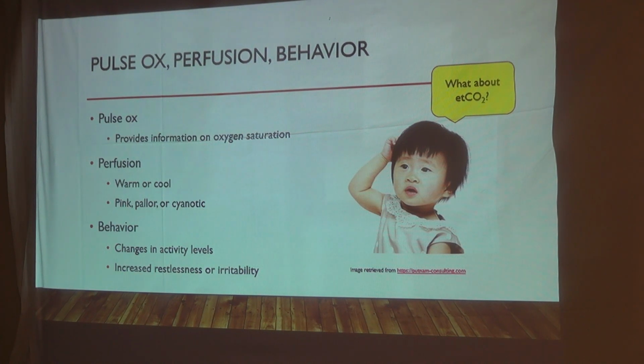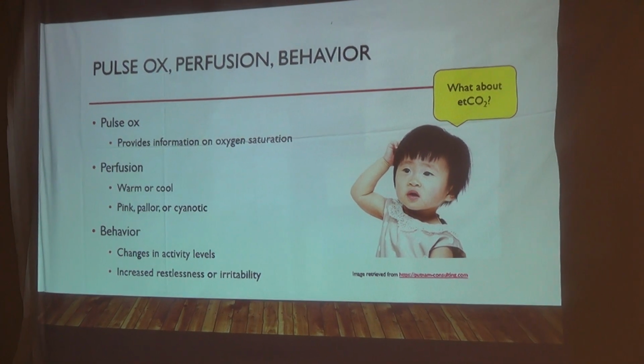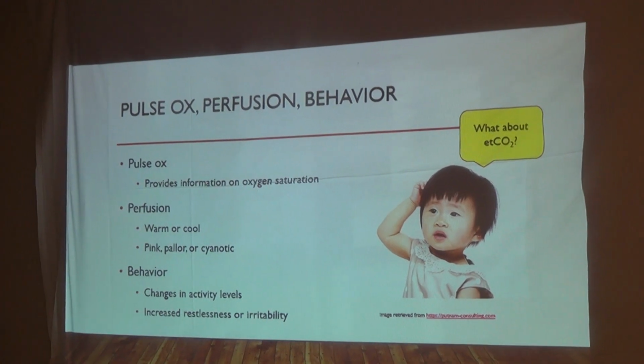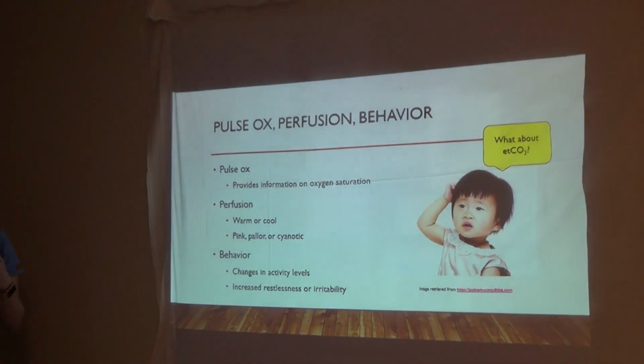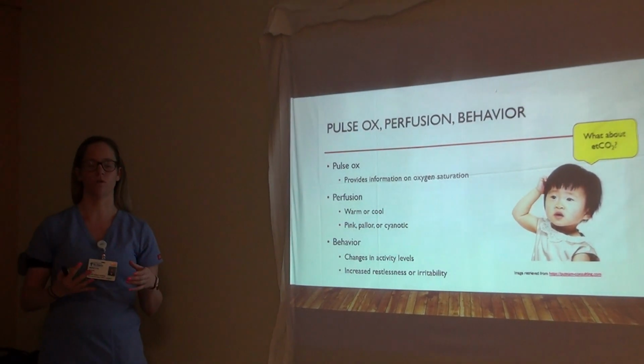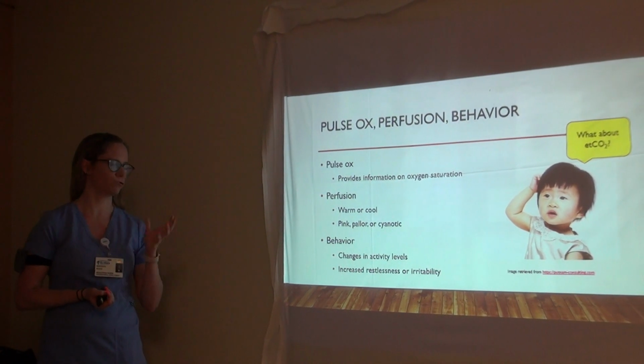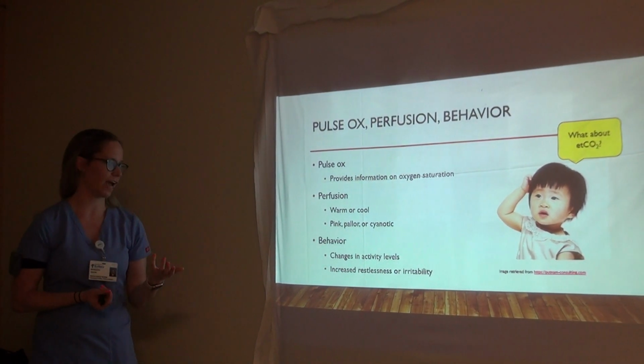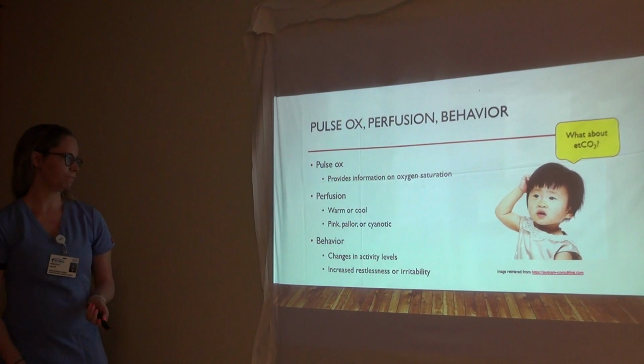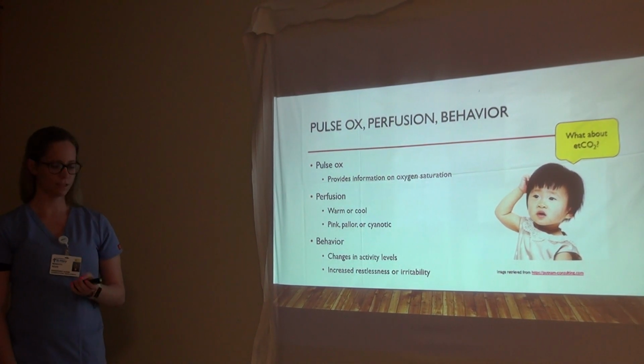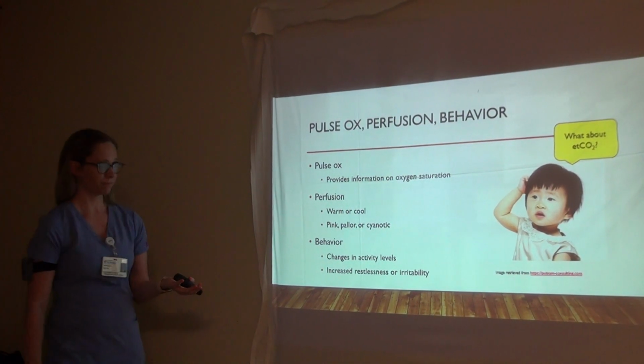And then a later sign of respiratory distress could be a more central cyanosis. And behavior changes are huge in kids: any changes in their activity level, any increased restlessness or irritability. Another one for younger babies is if they're having any difficulty feeding. If they're drinking from a bottle and they pull back and gasp, that might be a sign of respiratory distress.